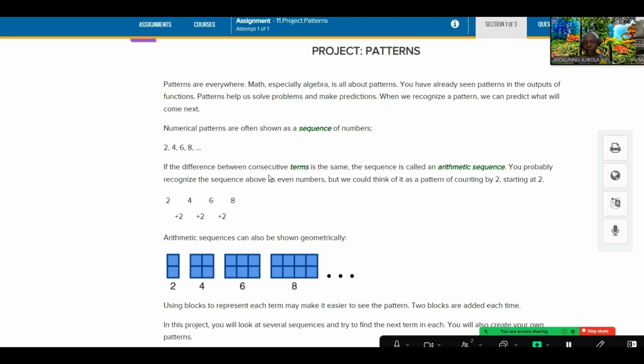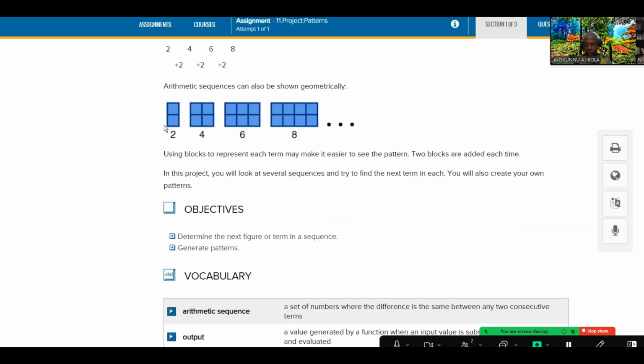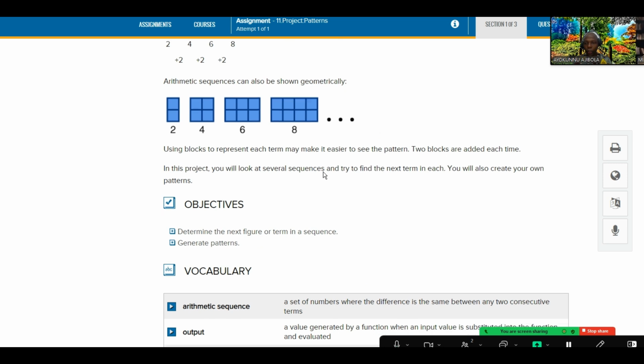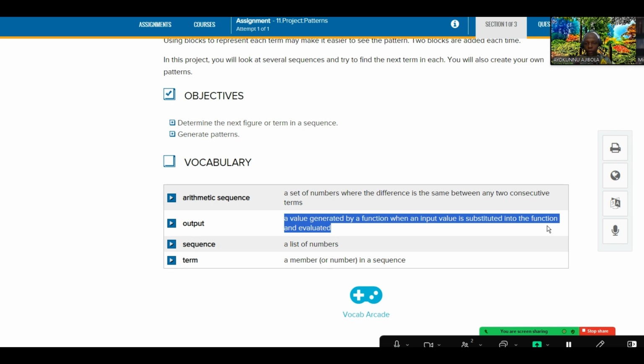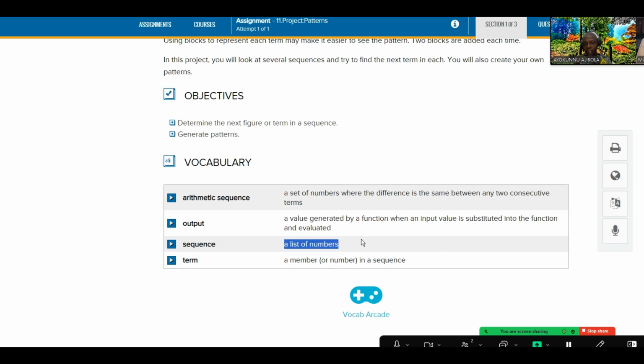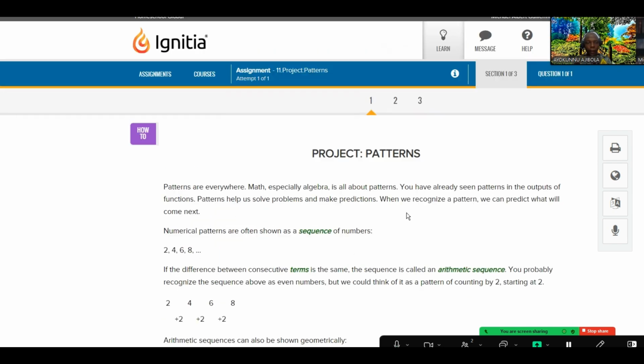So if the difference is the same between all of the terms, like a difference of two in all of these terms, then we call it an arithmetic sequence. And we can see 2, 4, 6, 8, and so on. This is a pattern. So an arithmetic sequence is a set of numbers where the difference is the same between any two consecutive numbers. Okay. Output is a value generated by a function when an input value is substituted into the function and evaluated. A sequence is a list of numbers, while a term is a member of the sequence.